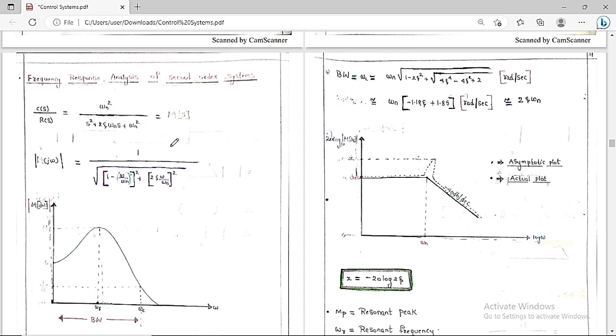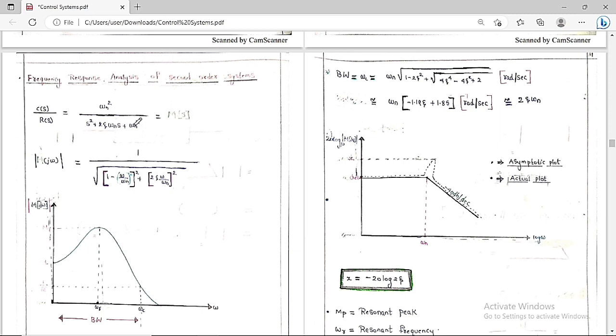So you can see clearly the transfer function of a standard second order system, which I already told you: omega n square by s square plus 2 zeta omega n s plus omega n square. So this is called the transfer function of the standard second order system, C of s by R of s is equal to omega n square by s square plus 2 zeta omega n s plus omega n square. Simply, we are going to call this M of s.